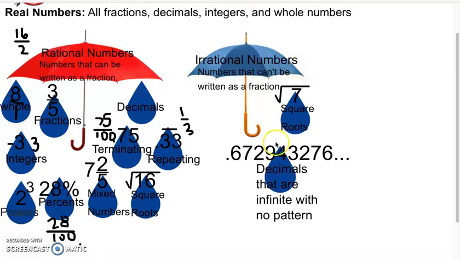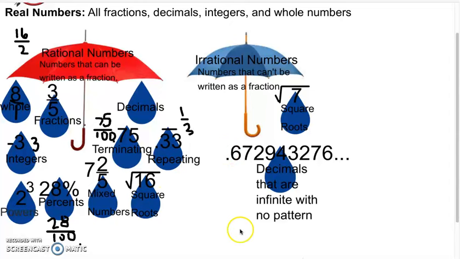And irrational numbers are basically numbers that can't be written as a fraction. And there's really not too many examples of them. The first one is just a decimal that goes on, but no pattern. There's no pattern at all. It just keeps going. And second of all, square roots.